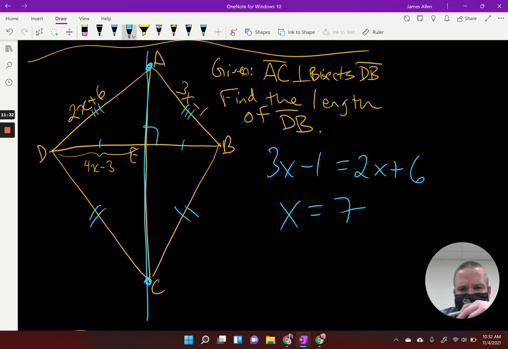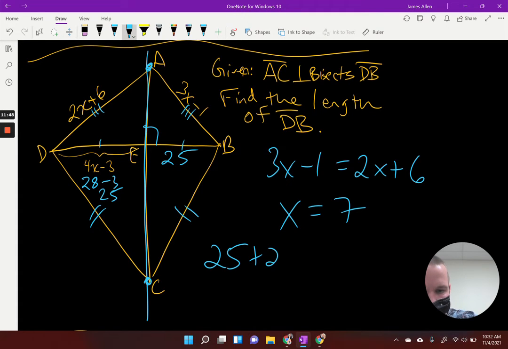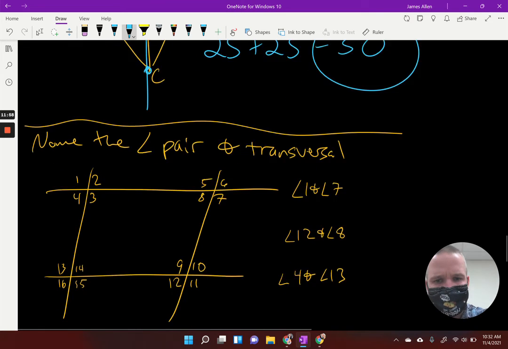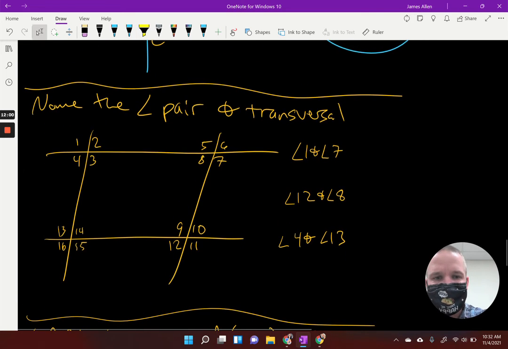So next, I've got x is 7. I want to know what the length of DB is. I don't have anything for DB, but I do have DE. If I plug 7 in there, I'd get 28 minus 3 is 25. And if that's congruent to this, those are both 25. 25 plus 25 equals 50. There's my length of DB. Raise the roof. All right, awesome. I think I got one, maybe two more. A couple more. All right, cool.